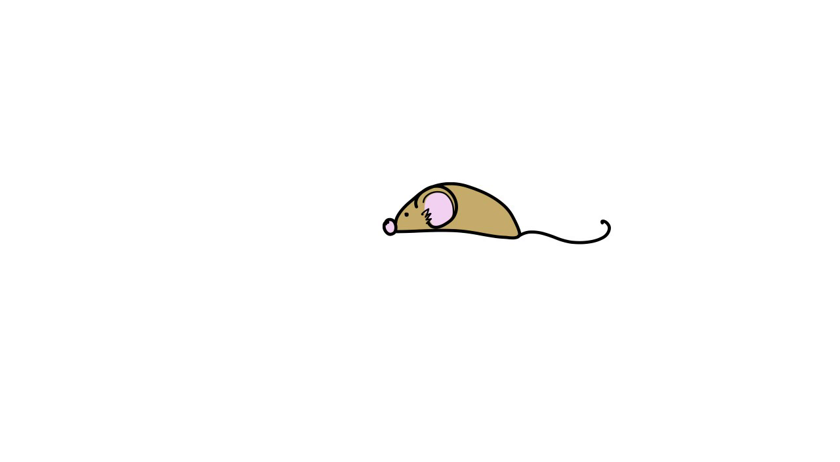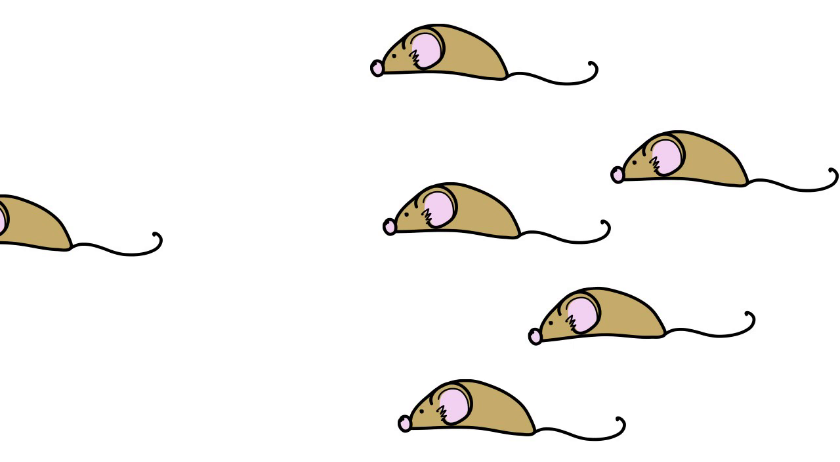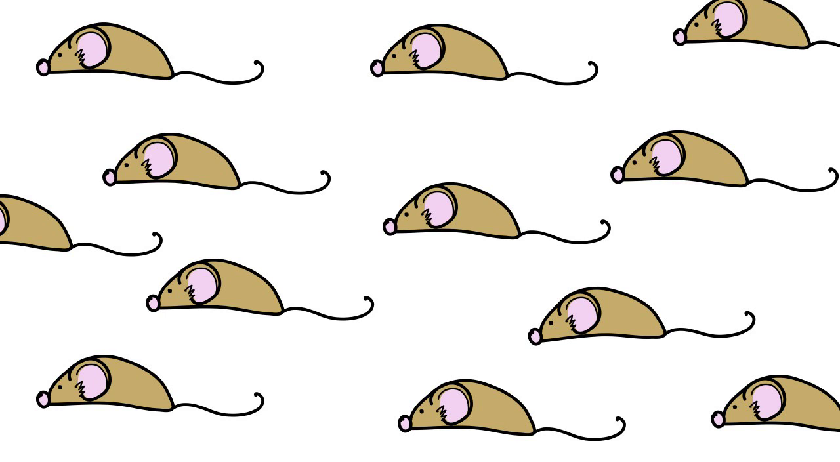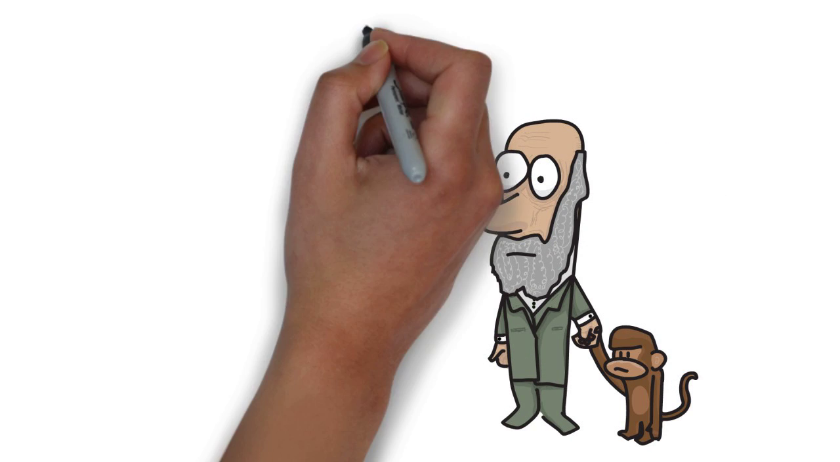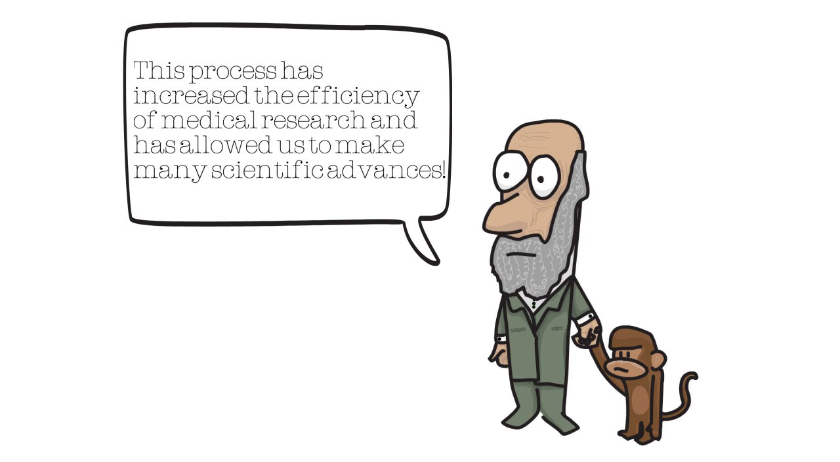Creating an organism with a specific disease or trait to then be able to study is much work, therefore cloning is used to help with this process. Creating clones to use for medical research can help to reduce the amount of time needed to make a transgenic animal model, and the result creates a population of genetically identical animals to be studied. This process has increased the efficiency in medical research and has allowed us to make many scientific advances.